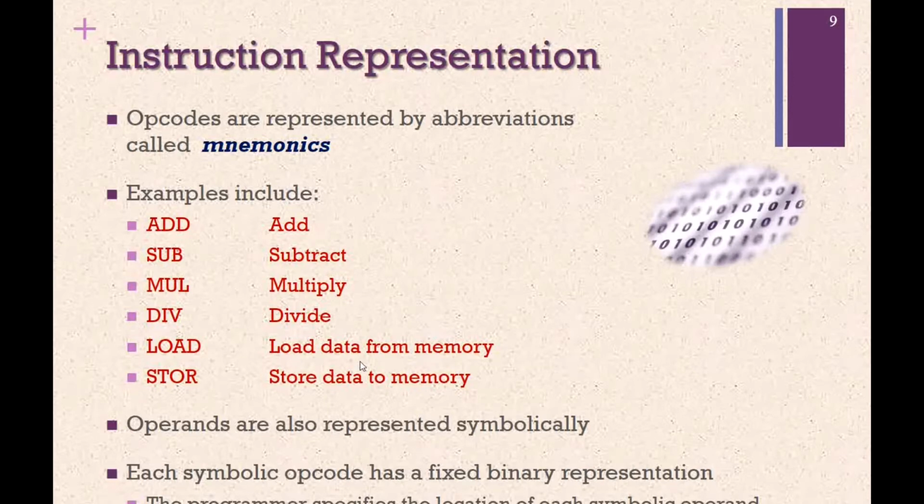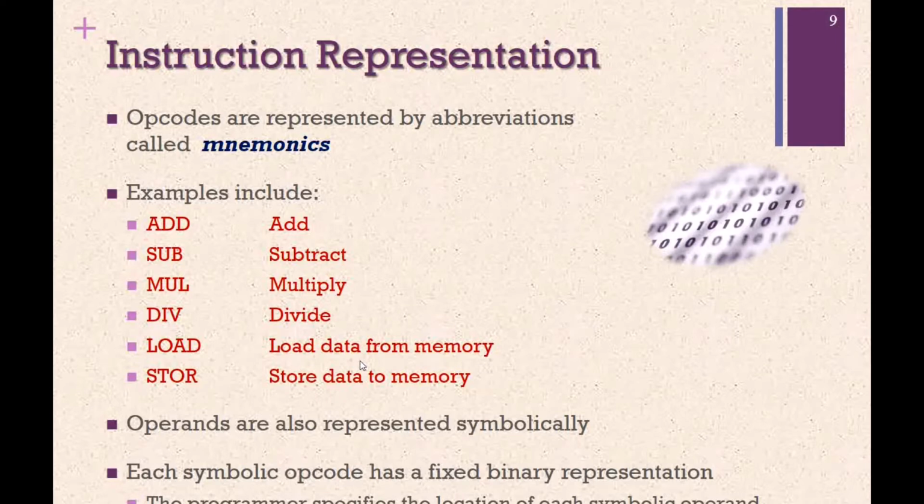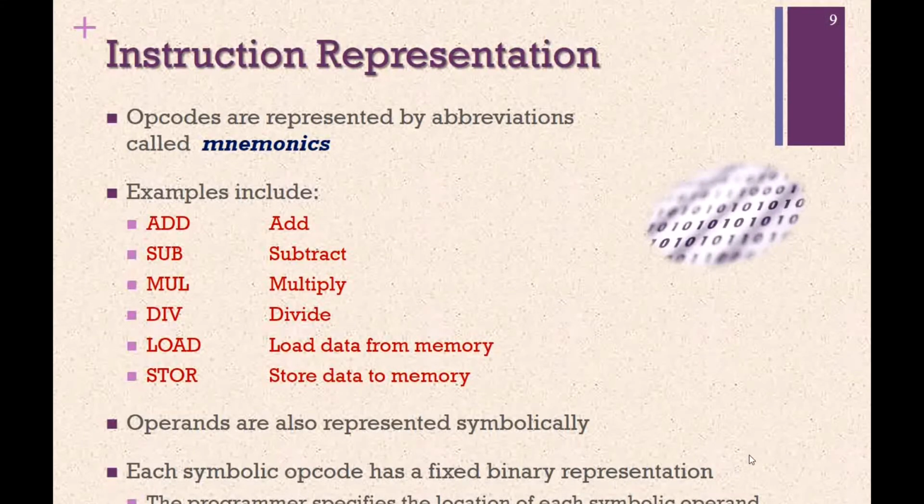There is a big difference between load and store. Store means your data is stored to the memory, that is, in backup position, while load means your data is brought in for processing purposes. Operands are also represented symbolically. Each symbolic opcode has a fixed binary representation, and the programmer specifies the location of each symbolic operand.